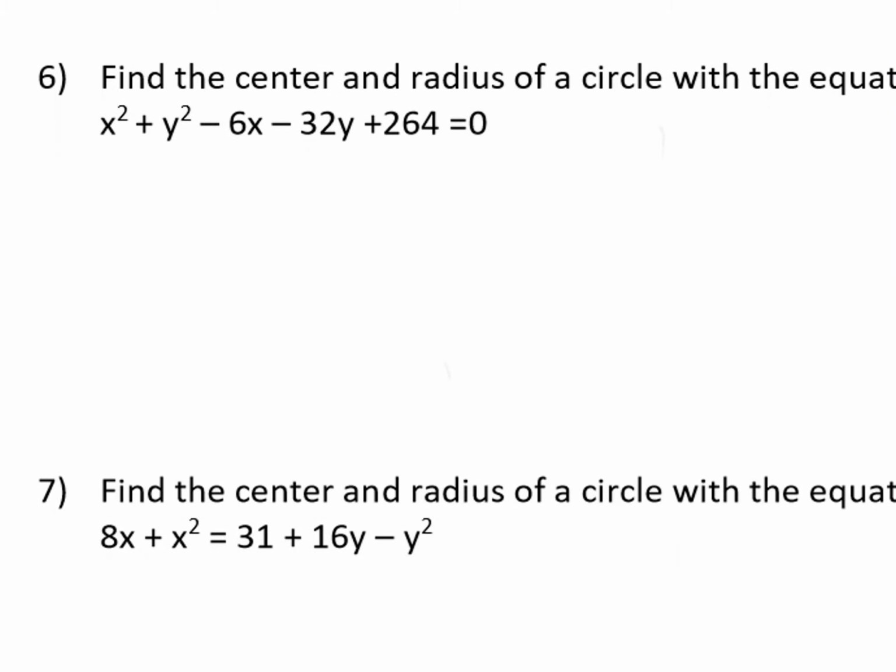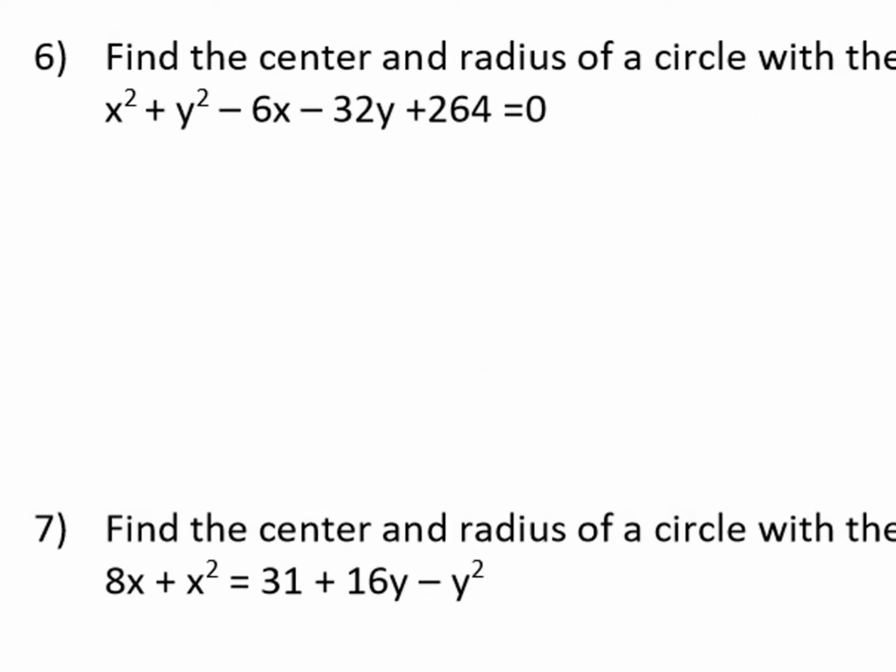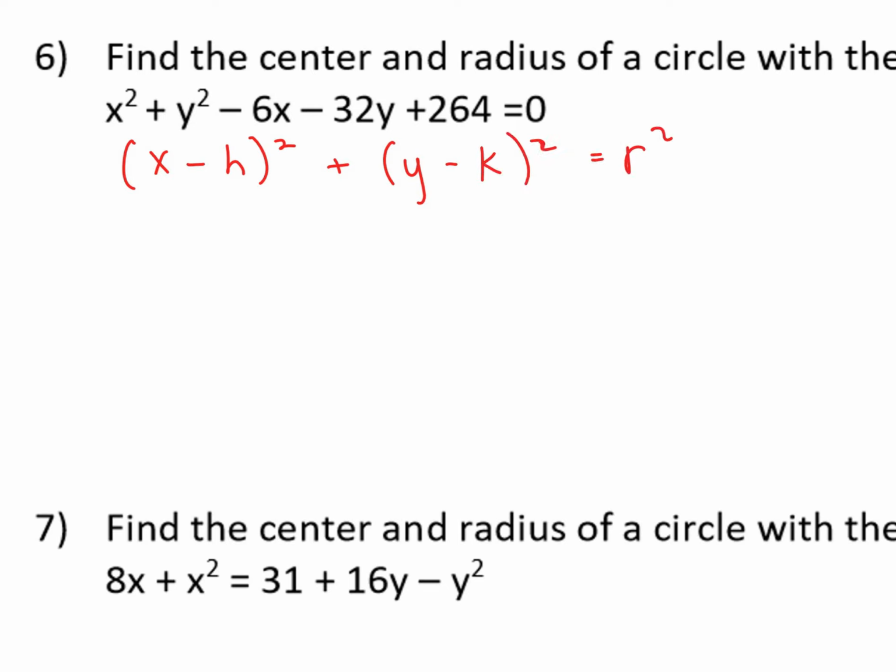Okay, this is when we have to complete the square. We're going to put it into standard form. Again, we are looking to do this: y minus k squared equals the radius squared. All right, so this involves completing the square. So I'm going to stay nice and neat.